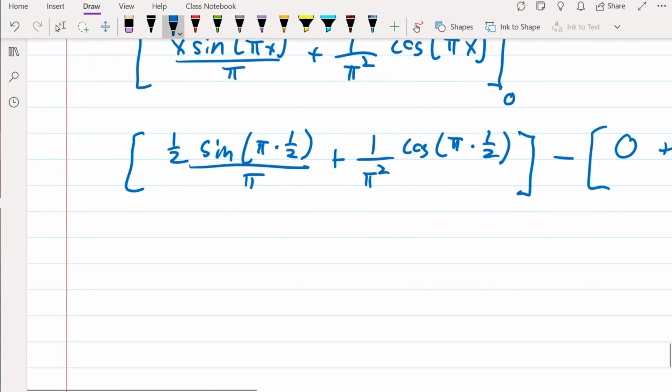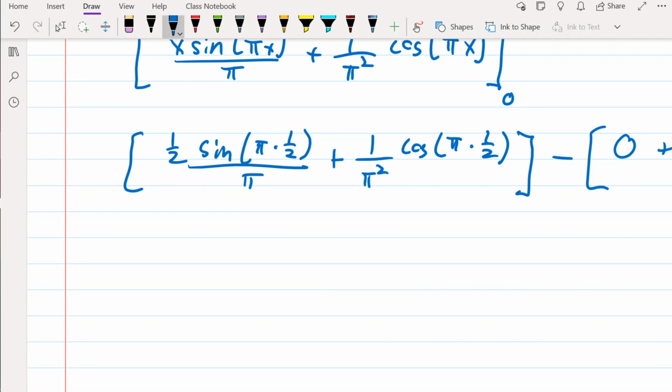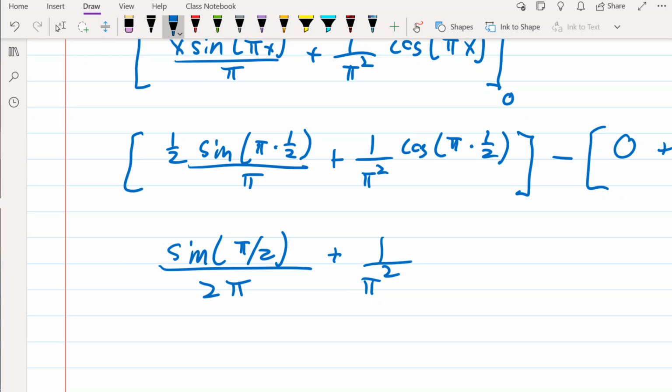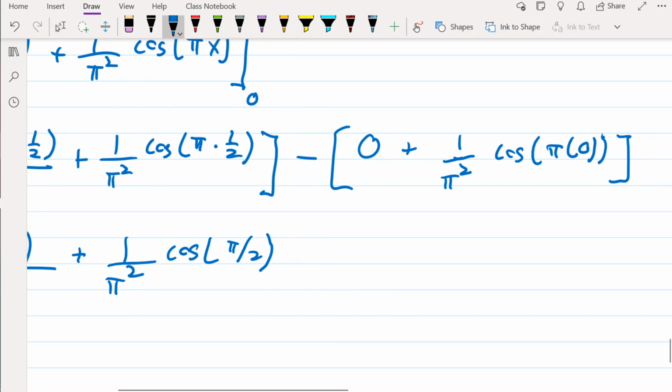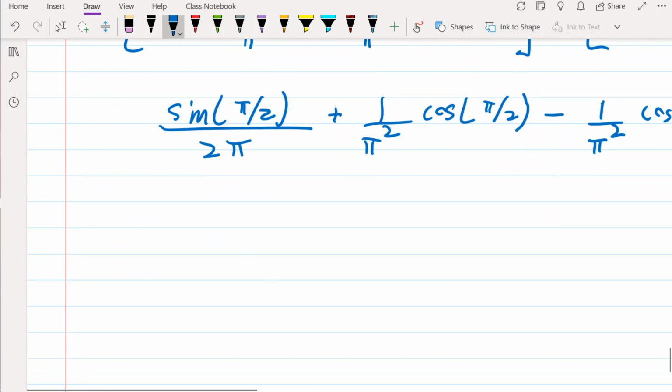Alright, then let's simplify and find the sine and cosine. So this is going to be equal to, actually we'll put sine pi over 2 over 2 pi plus 1 over pi squared cosine of pi over 2. And then we'll distribute this minus, so minus 1 over pi squared cosine of 0. Simplify once more.